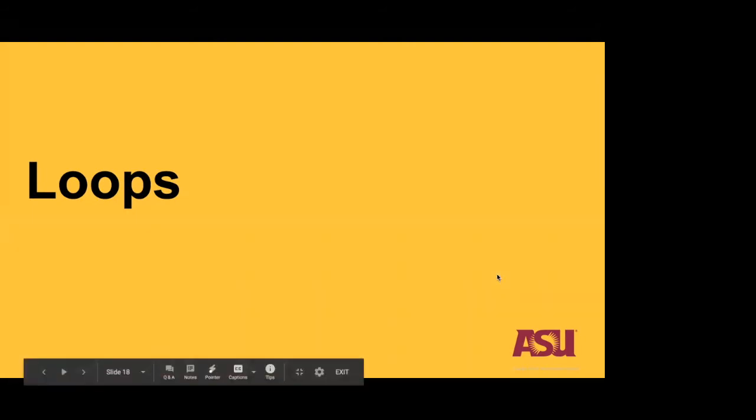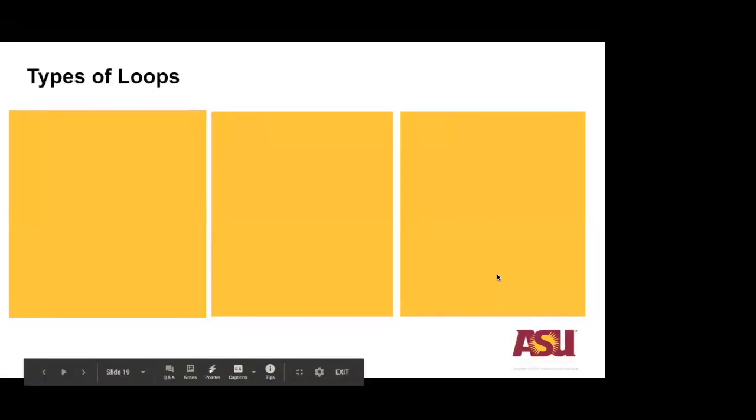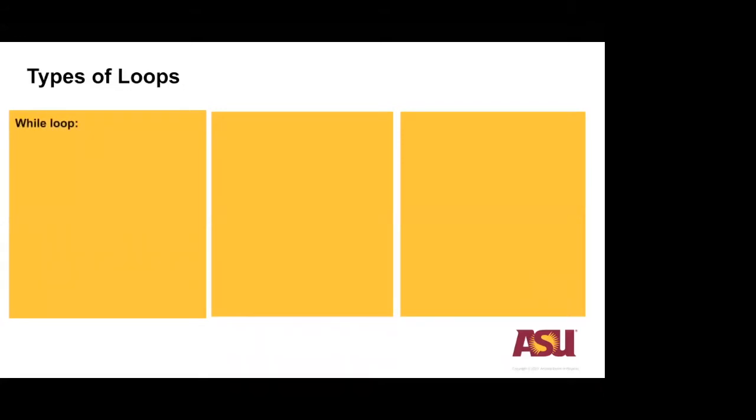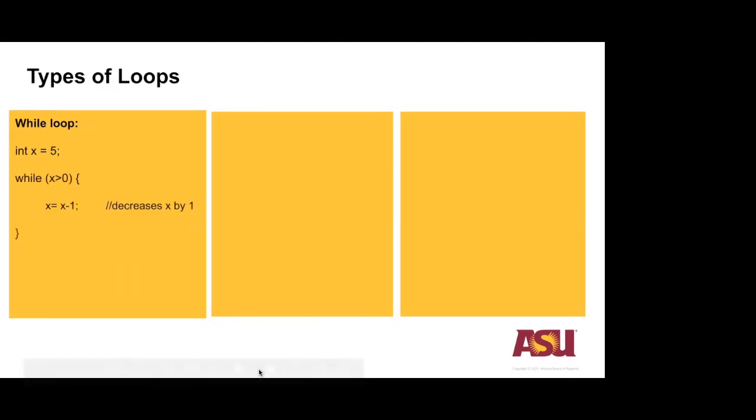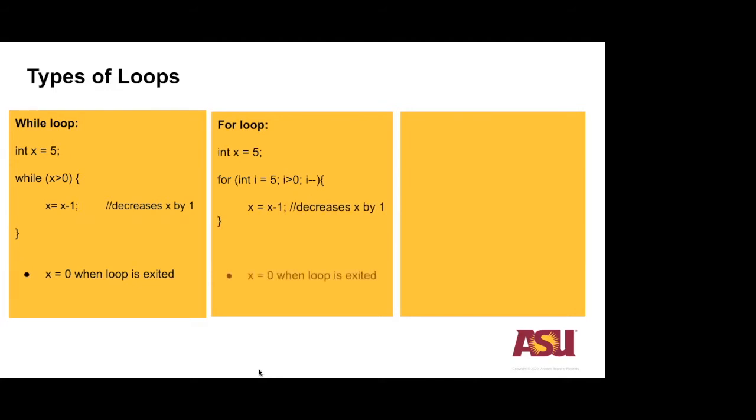Okay, now I'm going to go over the loops. First we have three types of loops. A basic while loop. So it's just like this. And the second type of loop is the for loop. It's a similar type to the while loop. The last type of loop is the do while loop.